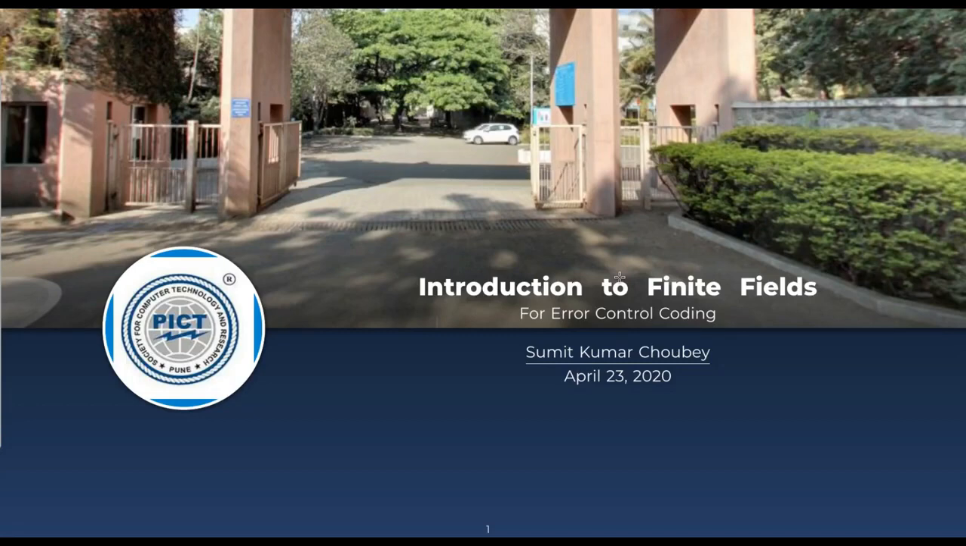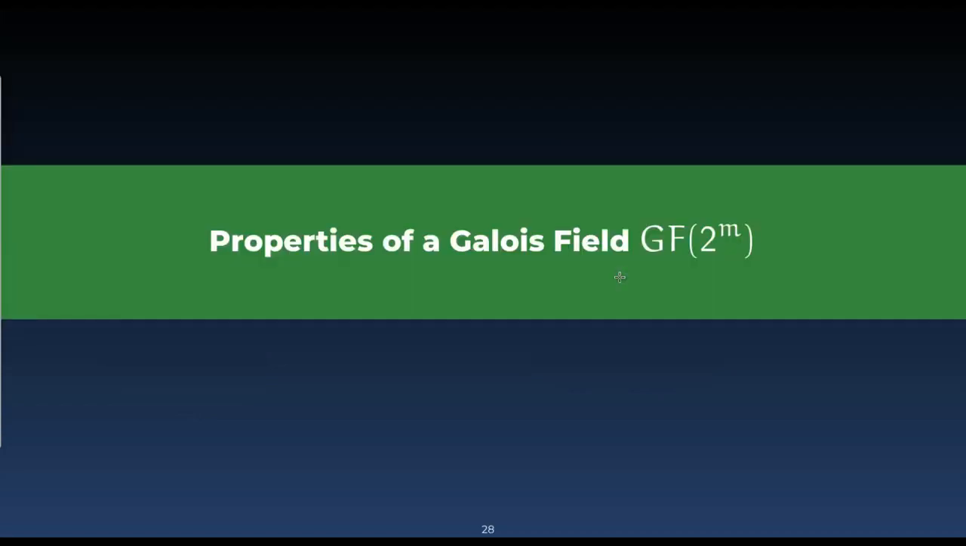My name is Sumit Kumar Chaube and today we are going to discuss some of the properties of extension field that we have learned in the last lecture. In the very last lecture we learned about the Galois field GF(2^m), and we discussed some of its properties but not all of them. So in this particular session we are going to discuss some more properties of Galois field GF(2^m).